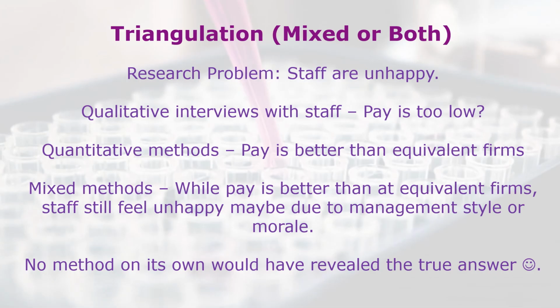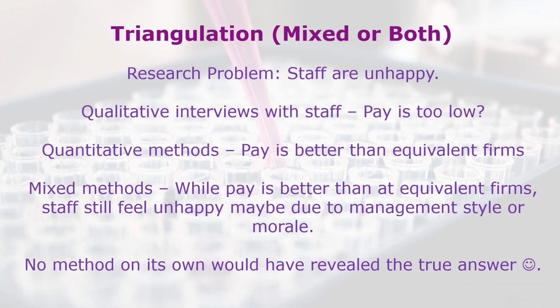And then finally, this thing about triangulation. You might have to use a mixed approach, or use both qualitative and quantitative methods for something. For instance, if the research problem is, oh, staff are unhappy, and the research question is, why are the staff unhappy? You do qualitative interviews with staff, and they tell you that pay is too low. And then you use quantitative methods, and actually you find out that the pay in the firm is better than the pay in equivalent firms. You get all their pays, compare them to pays in other firms, and find that actually the pay is better. So you might need a mixed method, right?